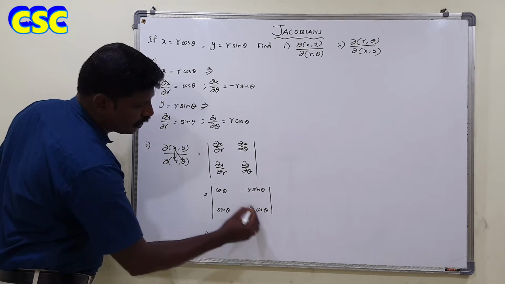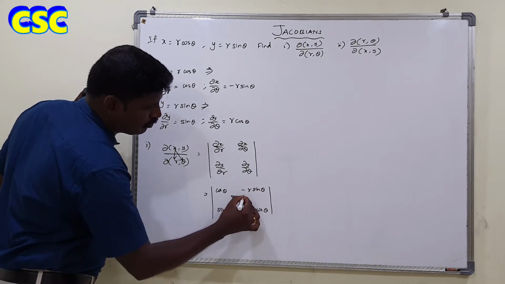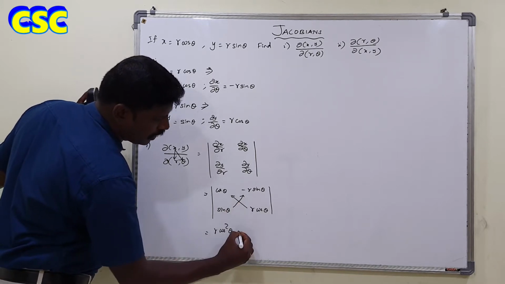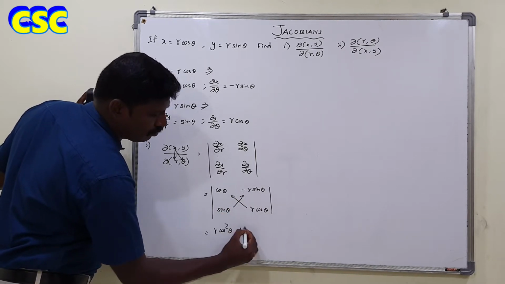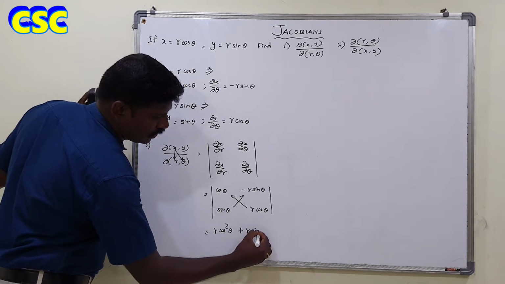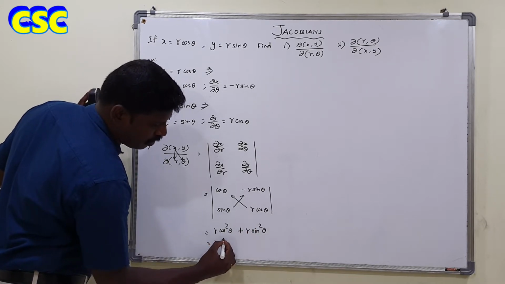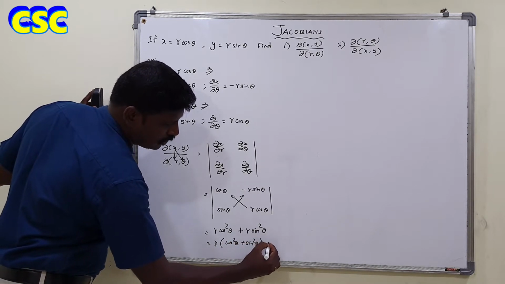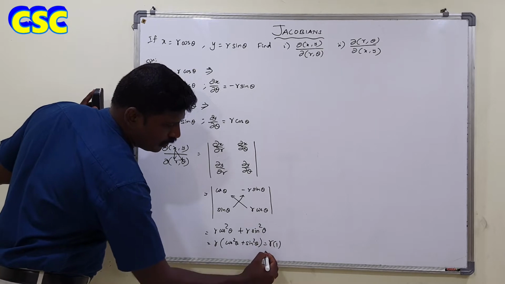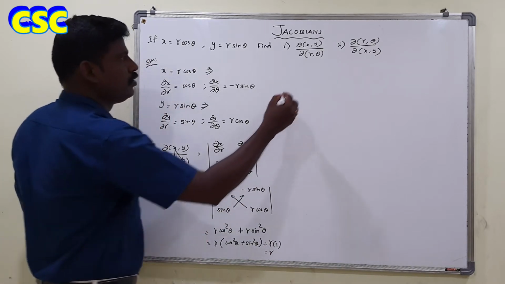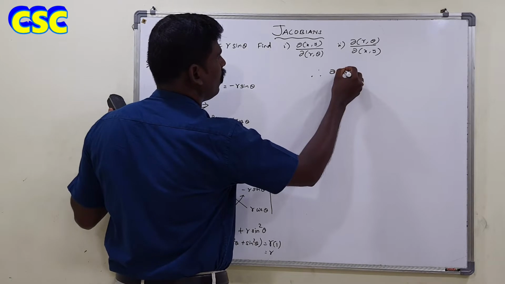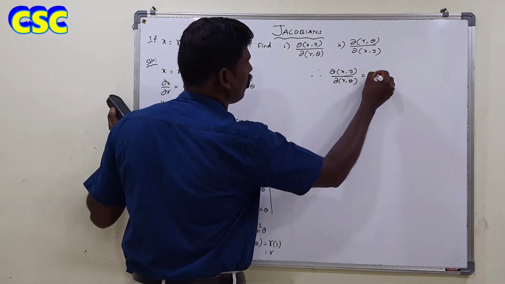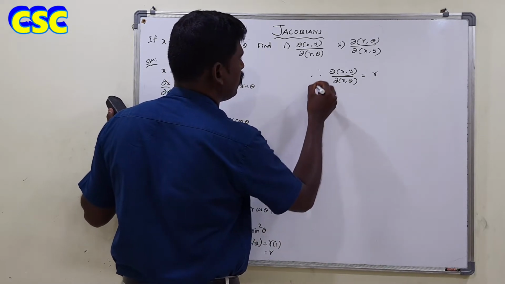Right. So find the determinant value by cross multiplication: r cos square theta minus, minus becomes plus, r sin square theta. So we can take r as common: cos square theta plus sin square theta, that is equal to r into 1, equal to r. Therefore, ∂(x,y)/∂(r,θ) is equal to r. Already we know that. So the first result is over.